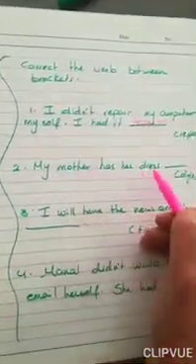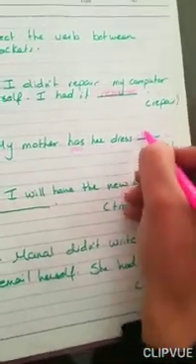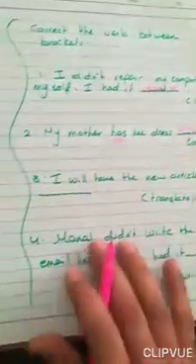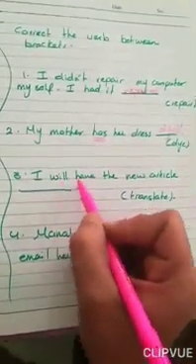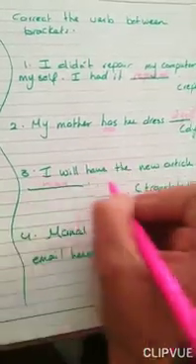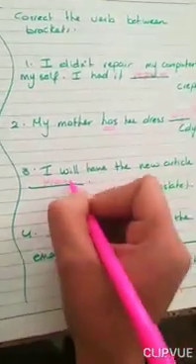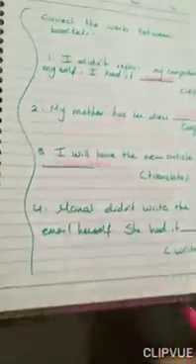My mother has her dress. Yes. Since you have here has and her dress, here died, the past participle. I will have the new article. I will have, since you have will have the new article, this is causative because you have a subject have object, then you're going to use translated, the past participle.